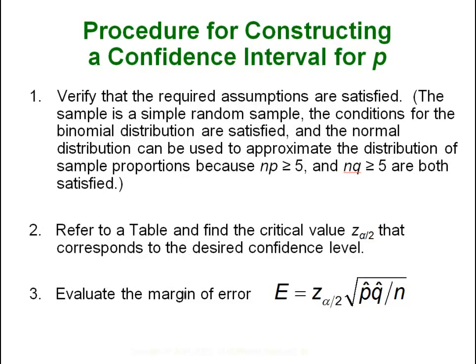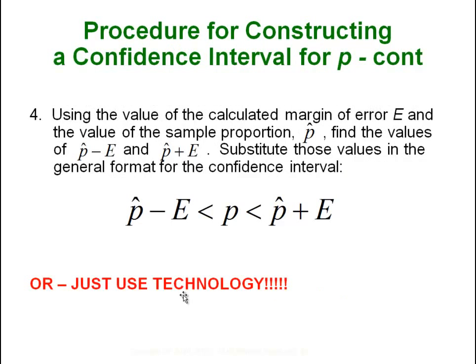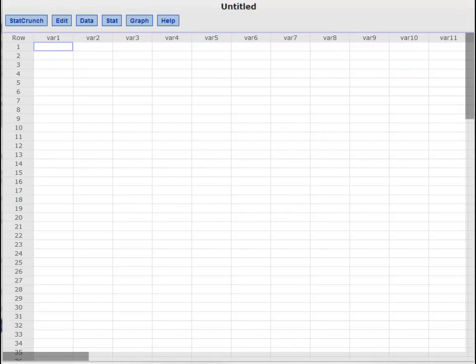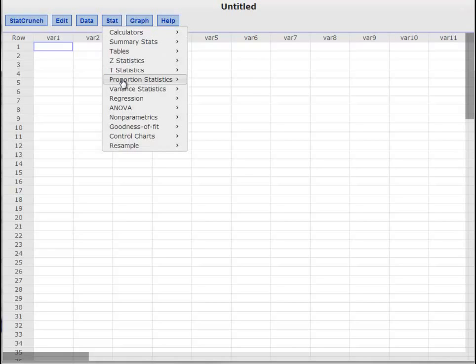Procedure for constructing it, pretty simple. And this is going to walk you through how to do it by hand, but why would you do it by hand when you can just use technology? In StatCrunch, it's very easy. Click on Stat, go down to Proportion Statistics, because we're dealing with proportions.